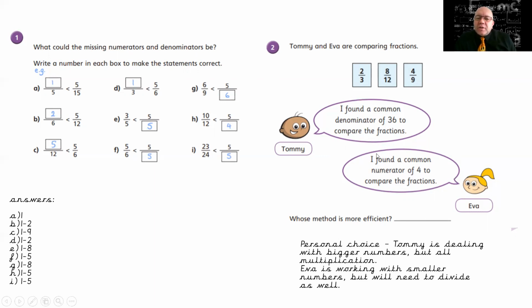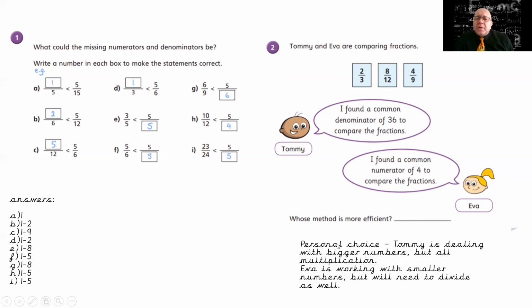Now, as regards which one is best, which one's most efficient, it's up to you. It really is. And let me explain why. Tommy's method does use bigger numbers. He's going all the way up to 36. But all he is doing is multiplication. So he's just using one operation and making everything that little bit bigger all the way up to 36. So he's using bigger numbers, which some people find trickier.